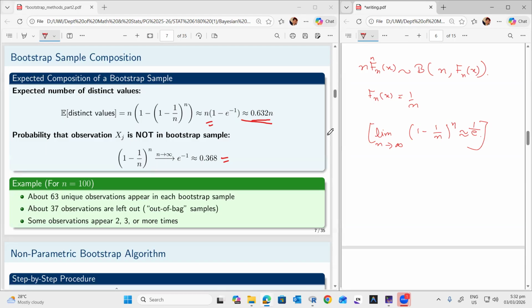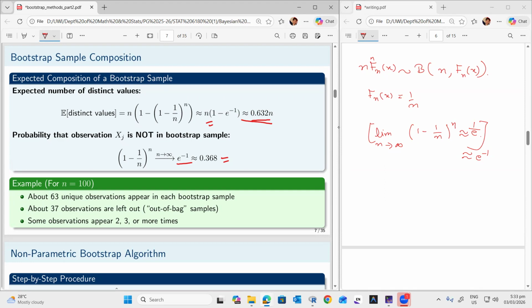So that's why it will be equivalent to e raised to the power minus 1. That is the fundamental theorem from calculus. So we write that as n tends to infinity, (1 minus 1 upon n) raised to the power n equals e raised to the power minus 1, equivalent to 0.368. So if n is large enough, the probability that the observation xj will not be selected into the bootstrap sample is 0.368.